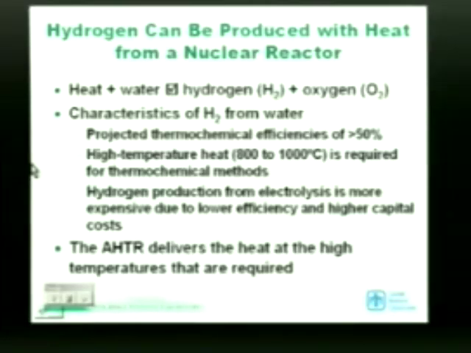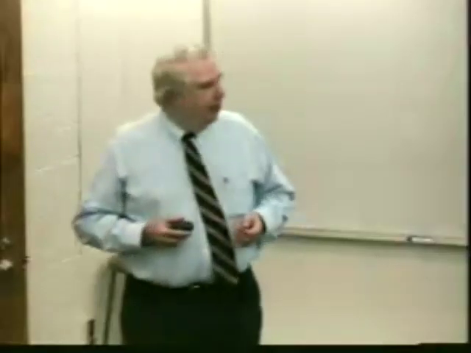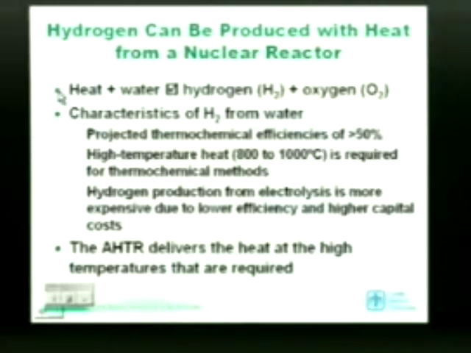Well, that's the good news. Now let's go to the more complicated world. Hydrogen can be produced with heat from a nuclear reactor. There are lots of theoretical studies that have been done to indicate that this is the cheapest way to make hydrogen. The basic reaction is quite simple. Heat plus water yields hydrogen plus oxygen. That's the good news.